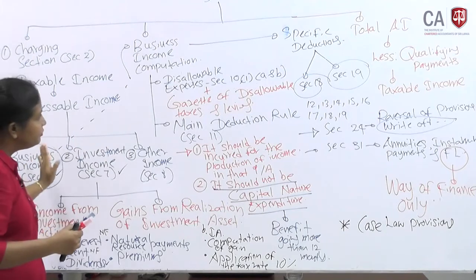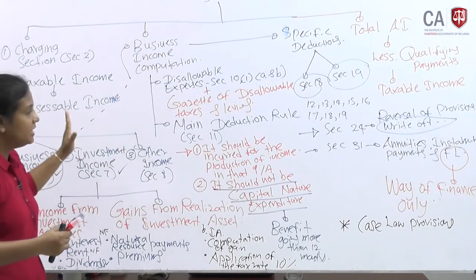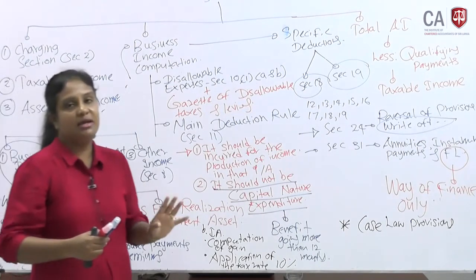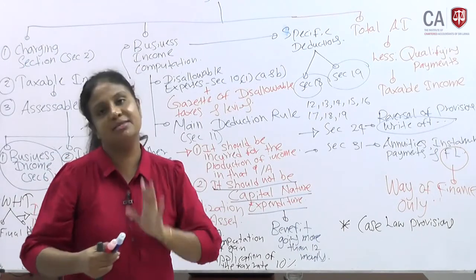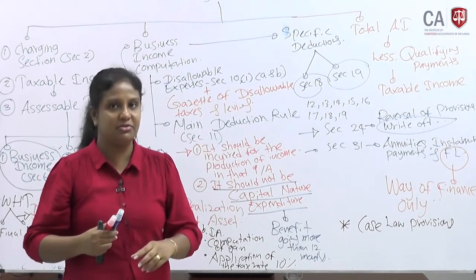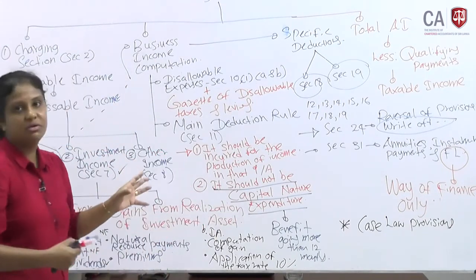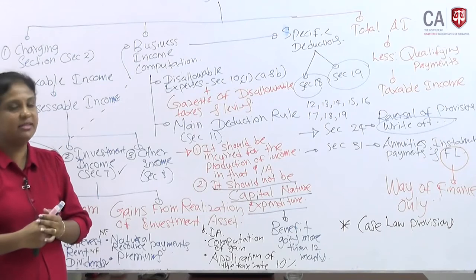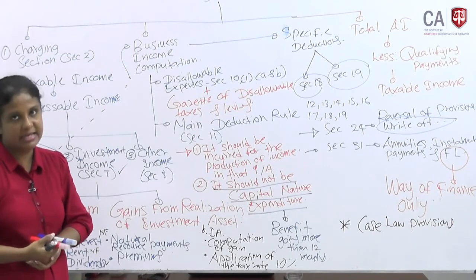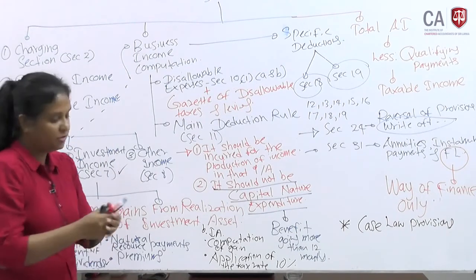Then if you have a solid understanding of these provisions, plus a solid understanding of the financial statements and accounting standards, then you are in a good position to take the 25 marks very easily. Okay, then this is the overall picture.